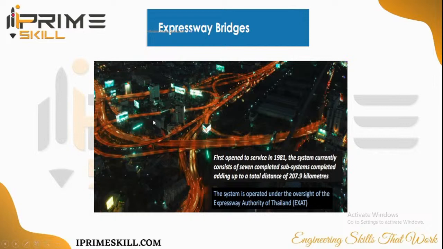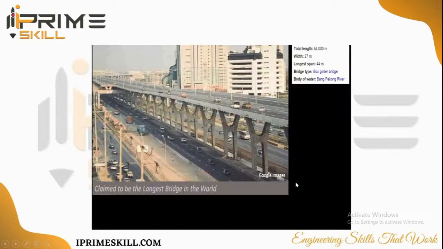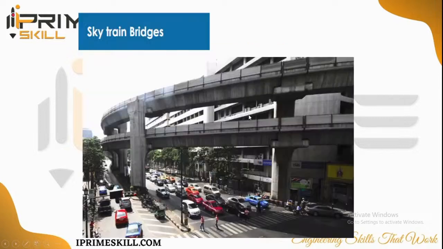This was opened to service in 1981, with a total distance of 207 kilometers. It is claimed to be the longest bridge in the world. The width is 27 meters. You can see these are the lanes. Two lanes are there, so this is called a 2-lane bridge. And the section is a box girder. We will see those sections.